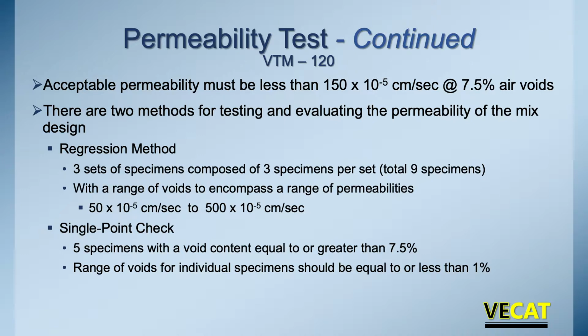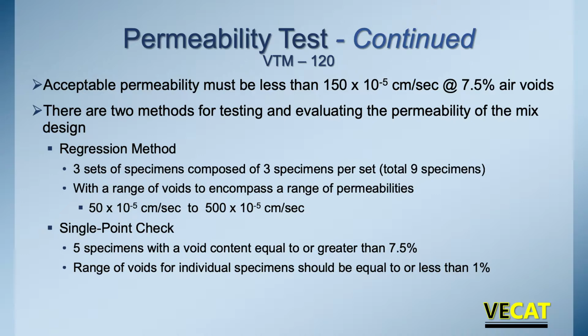The regression method is basically you make 3 sets of pills with 3 specimens per each set. So that's a total of 9 specimens. There needs to be a void range between those specimens ranging between 50 times 10 to the minus 5 centimeters per second to 500 times 10 to the minus 5 centimeters per second.